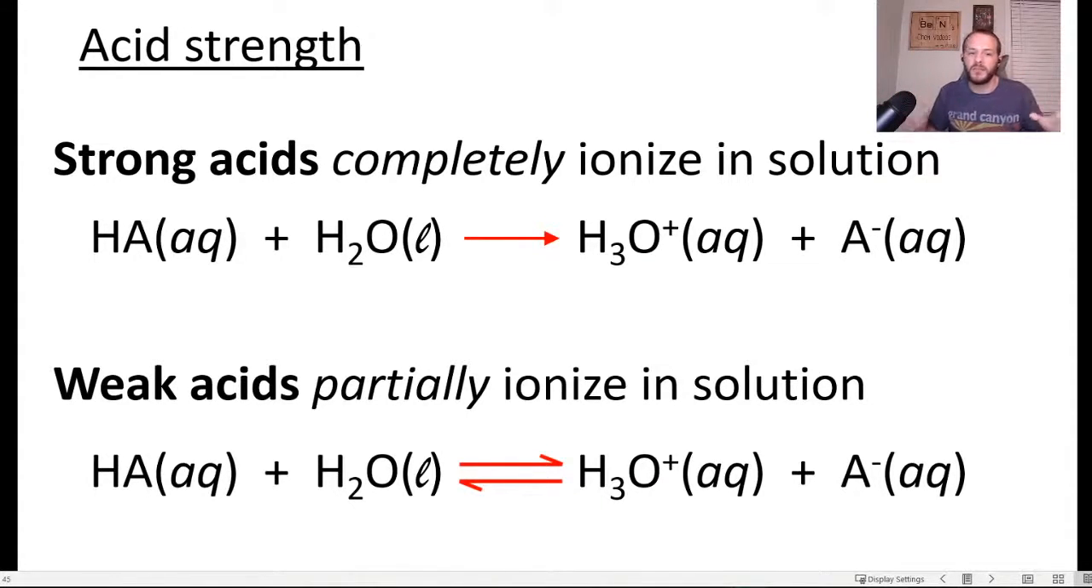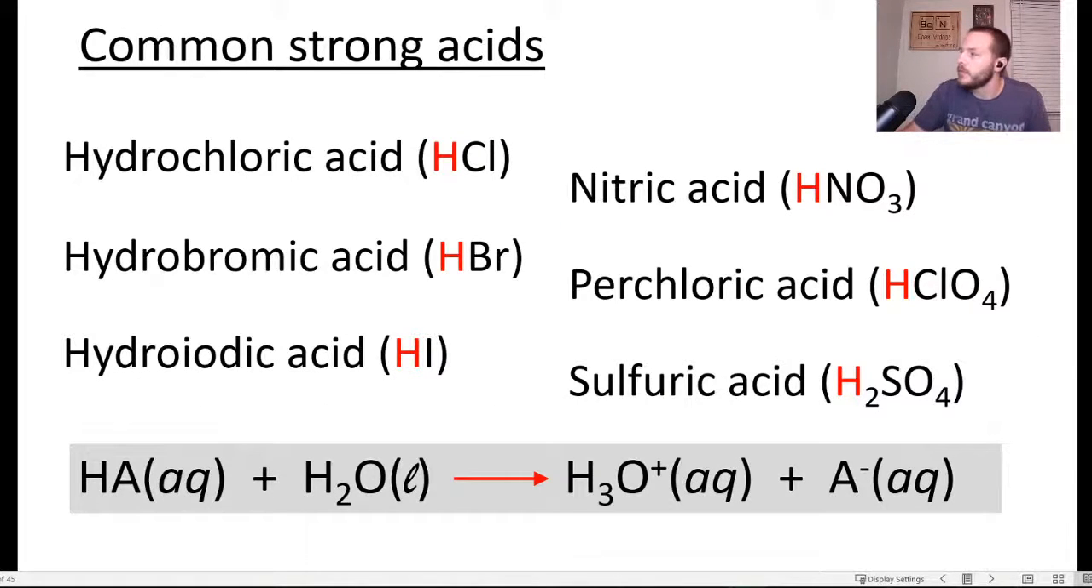So acid strength, two categories: strong acids, weak acids. Strong acids dissociate completely. Weak acids ionize only partially. So that is what's going on with strong and weak acids. So let's look at a few common strong acids so that we can identify a few acids that are strong and a few acids that are weak.